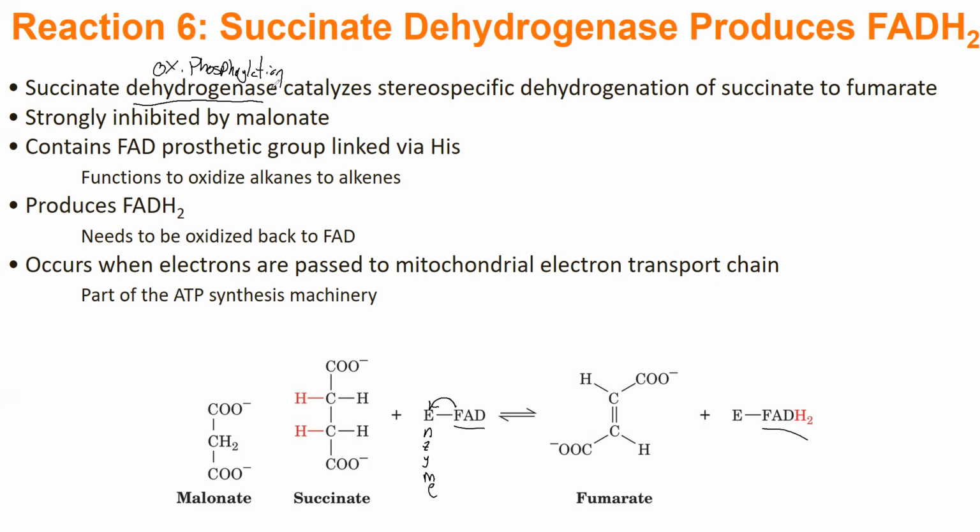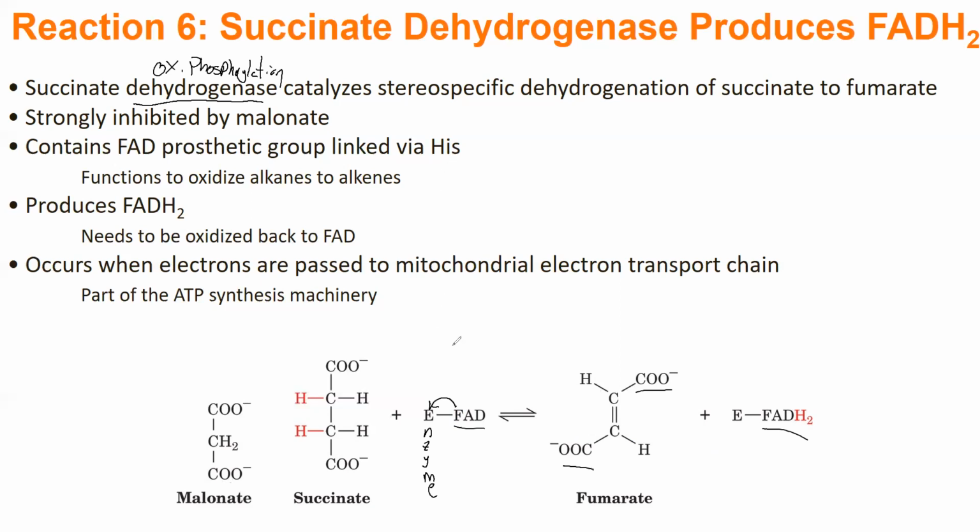But here we're taking succinate, removing 2 hydrogens, and making the stereospecific fumarate, where you have a C double bond O on each side. This is inhibited by the molecule malonate. If you squint, malonate kind of looks like fumarate. You just miss 1 carbon here. So this malonate, if you have any around, it will completely stop this reaction from happening.